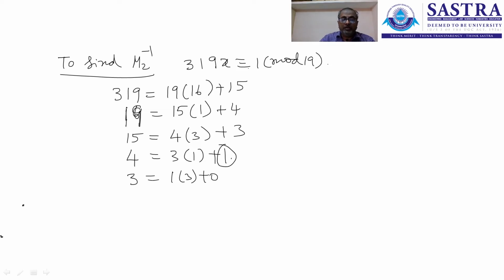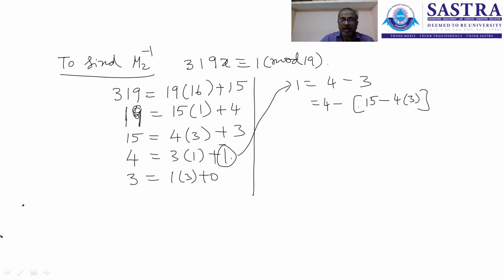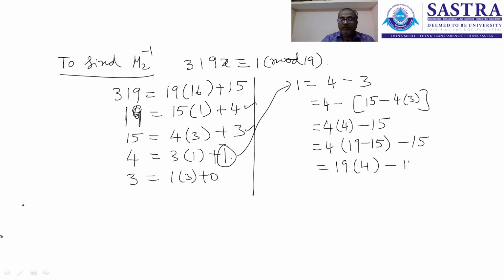Now let me rewrite as we did earlier. 1 is equal to 4 minus 3 from this equation. I will express this 3 using 15 minus 4 into 3. I will retrace the path as we did in problem number 3. So minus into minus becomes plus: 4 into 4 minus 15. Now I will replace this 4 with 19 minus 15. So I will have 19 into 4 minus 15 into 5.